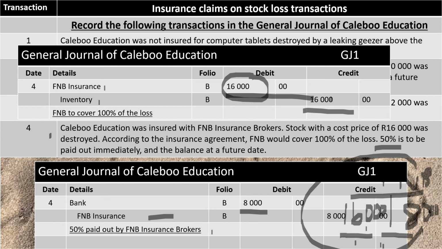So I would expect if you get asked this in a test, you would get the general journal and you would have to record the transactions, either like number 1, 2, 3 or 4, different scenarios. Fully insured, paid out 50%, paid out 100%. One of the different scenarios with regard to insurance. Right.